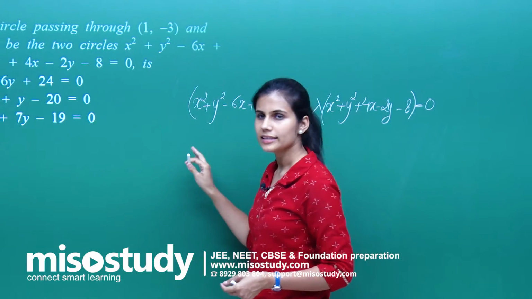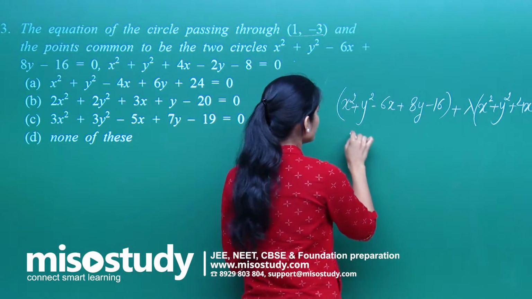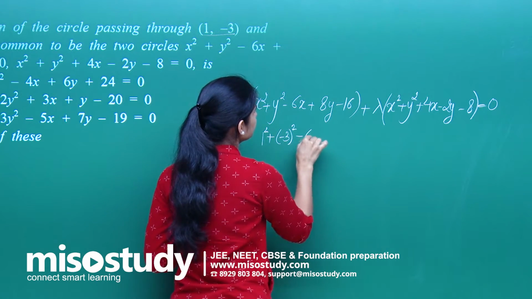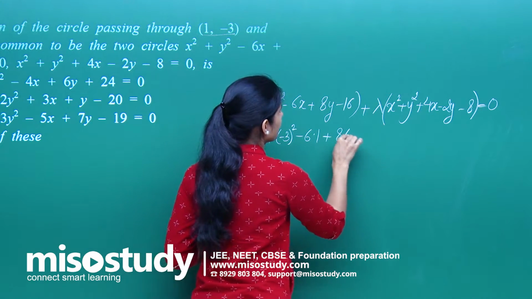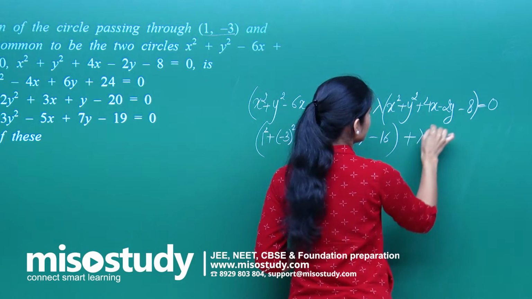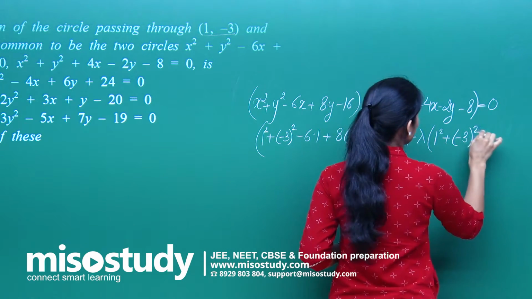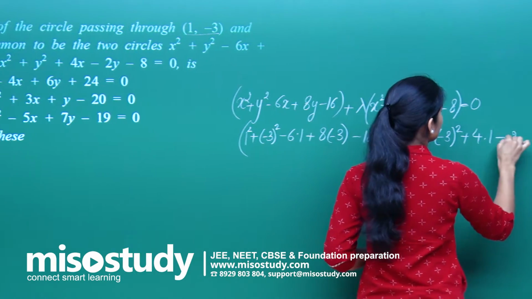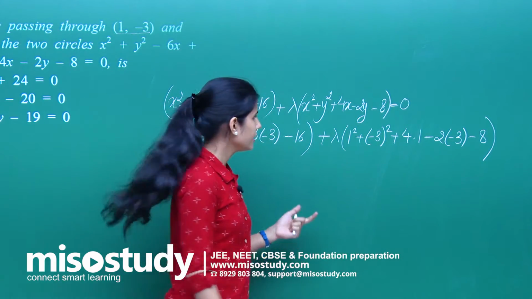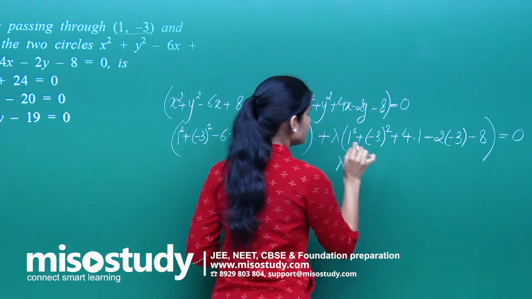What is the exact equation? For that you have to understand that this circle is passing through the point 1 comma minus 3. So in place of x if you put 1, and in place of y if you put minus 3, you get the value of lambda, right? Okay? And this is equal to 0. You solve this, you get lambda is equal to 3.